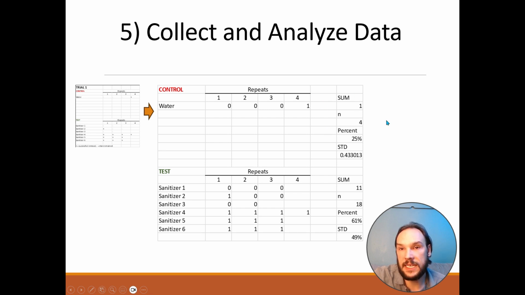On the right is the sum of the experiments. So here I had 1, and then the trials, that's N, and then in what percentage of the cases I actually had removal. So that was 25%. And I did the same for the sanitizer. So 61% of the sanitizer cases actually removed it.